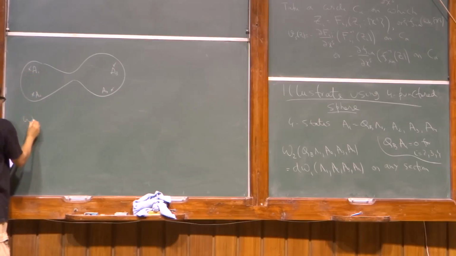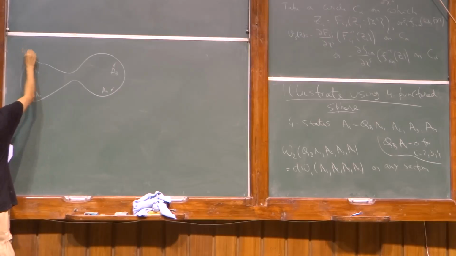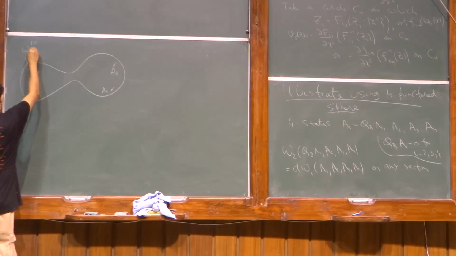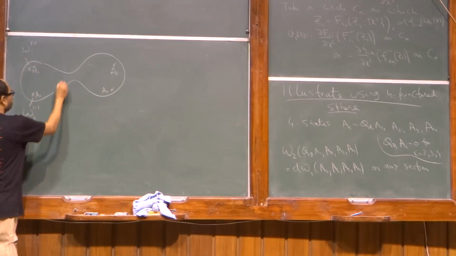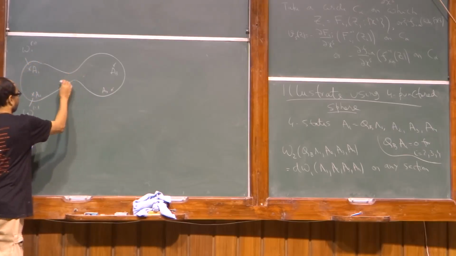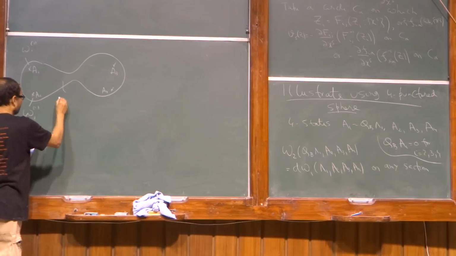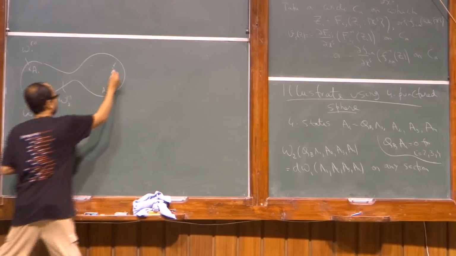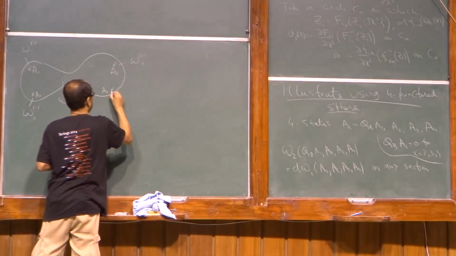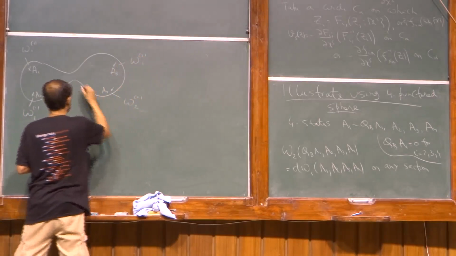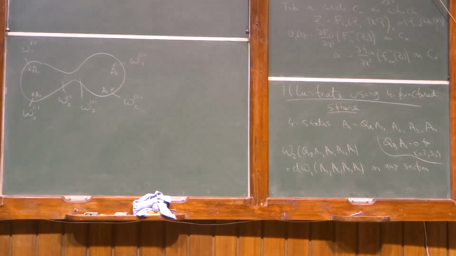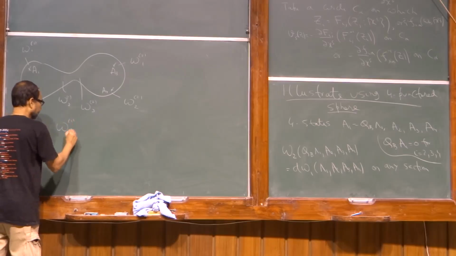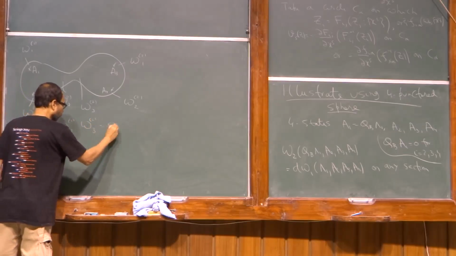So we introduce the local coordinates. Let's say that w1,1 is the coordinate system here, here is w1,2, and here it was w1,3. On the other sphere this is w2,1, w2,2, and this will have been w2,3. And you glue by w1,3 w2,3 equal to q.